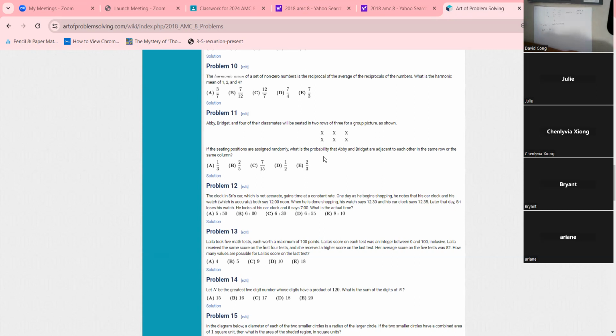So let's look at the possible adjacent arrangements. We have 1, 2, 3, 4, 5, 6, 7. So there's 7 adjacent arrangements. But with each adjacent arrangement, Abby, Bridget and Bridget, Abby are different, so we have to multiply by 2. So there's 14 possible ways to arrange Abby and Bridget. And there's 30 in total because there's 6 choices for Abby and 5 choices for Bridget. We don't care about the other 4. So that leaves us 14 over 30, or 7/15. And that leaves your answer as C.